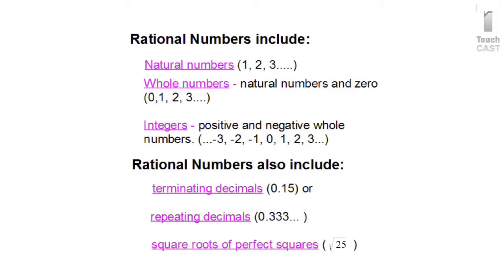So rational numbers are going to include all of the natural numbers, whole numbers, and integers. It has all of those within it. Rational numbers are also going to include any terminating decimals, like we saw before on the previous page, any repeating decimals, which we also saw on the previous page, and then the square roots of perfect squares. For example, the square root of 25, because that would come out to 5, which is the same thing as 5 over 1. It can still be represented as a fraction, so it's rational.